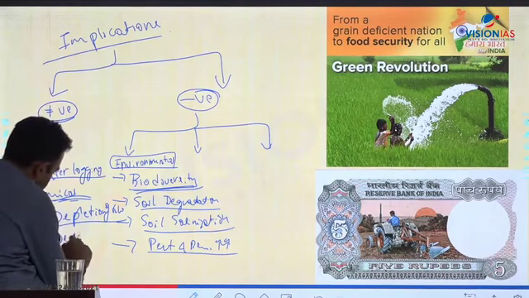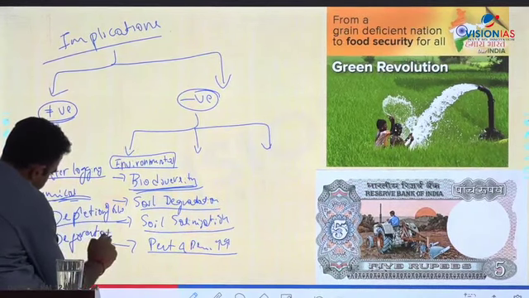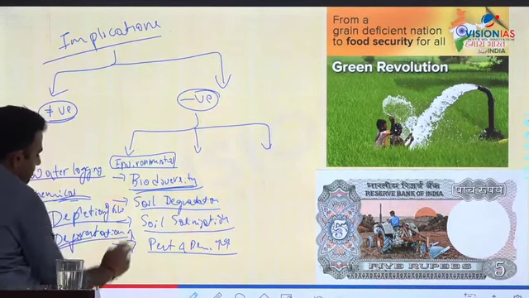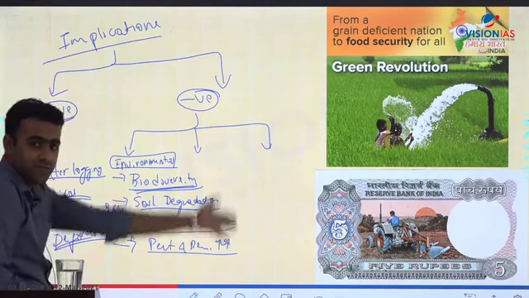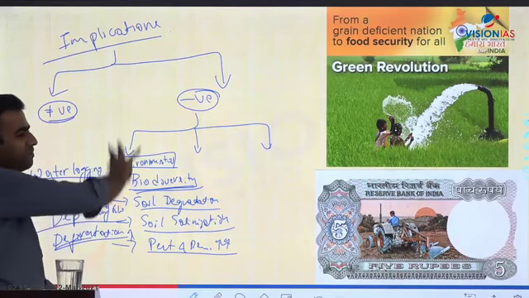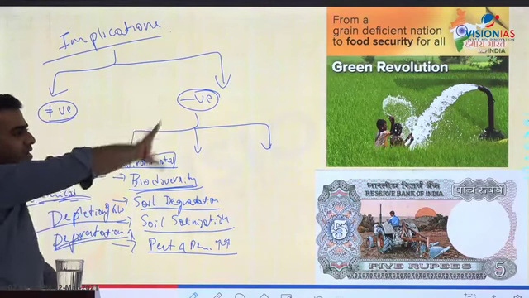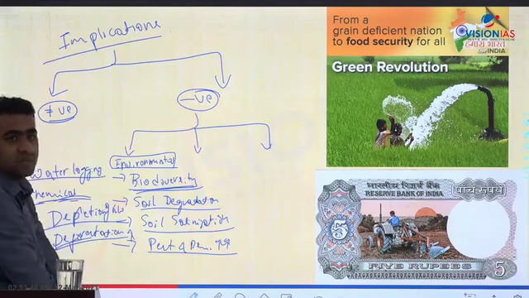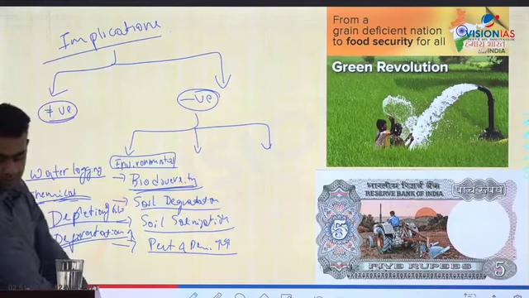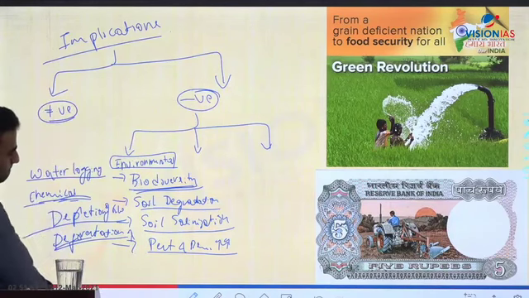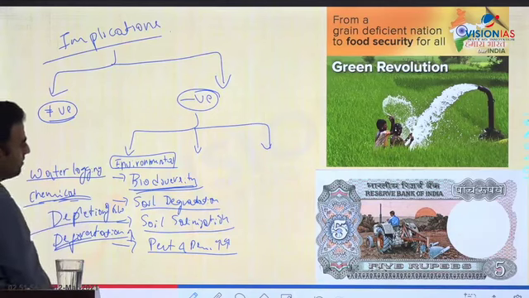Increase in deforestation. Yes, more land brought into cultivation. Yesterday we saw the entire area of UP, Bihar, Punjab, Haryana, it became completely cleared. That's mainly attributed to the green revolution. Okay, these are all environmental issues.